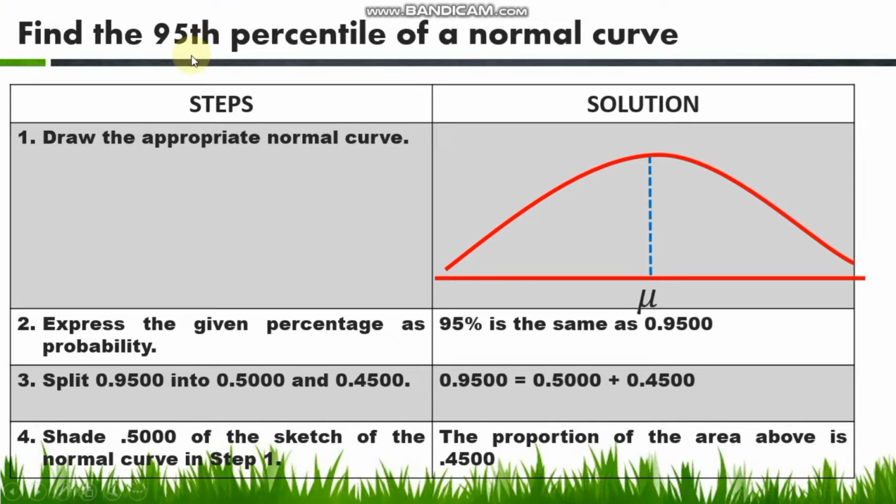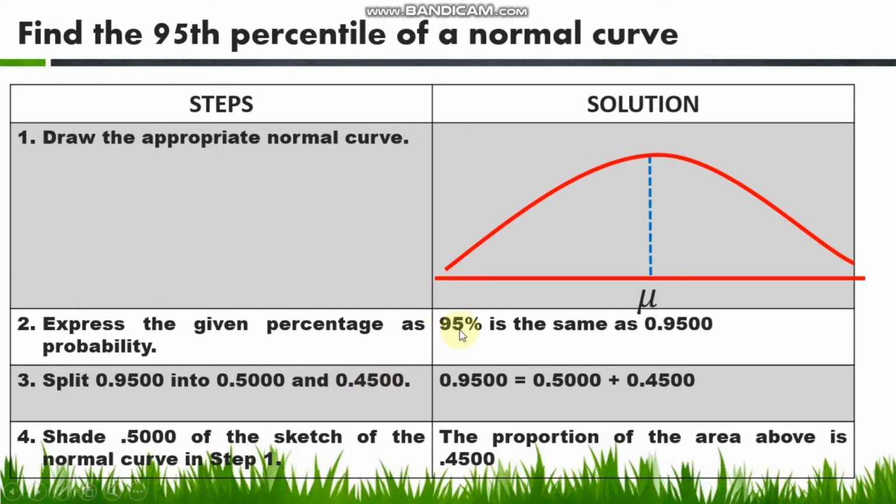So for 95%, we will convert it into a decimal. The decimal value of 95% is 0.9500. That will be our step 2: express the given percentage as probability. The next step is to split 0.95 into 0.5000 and 0.4500. Why do we split? Because we know that 0.5 is half of the distribution. To complete it to 0.95, we add 0.4500, that is 50% and 45%, which is still equivalent to 95%.